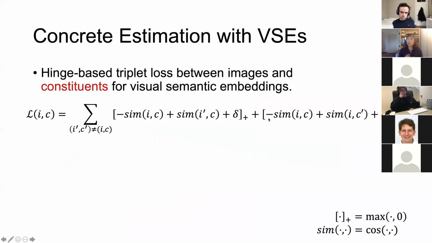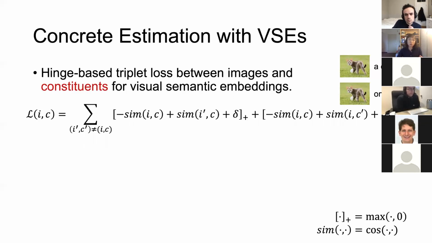Now we extend this hinge-based triplet loss between images and captions to between images and constituents. Here are some examples. For the caption, the constituent "a cat" will match very well with the input image, while the constituent "under" will probably not match very well with this input image, because this constituent might appear in many captions describing very different images.